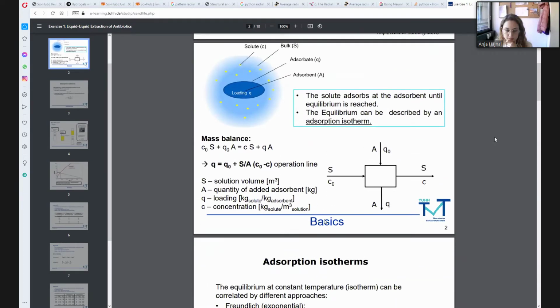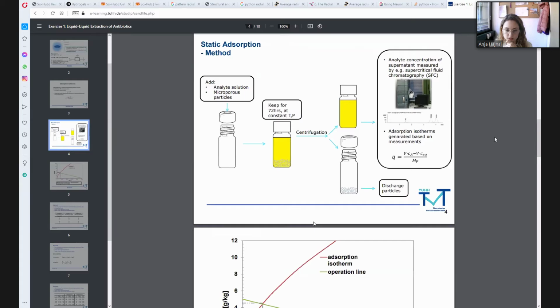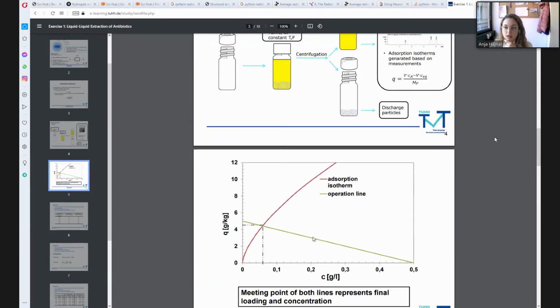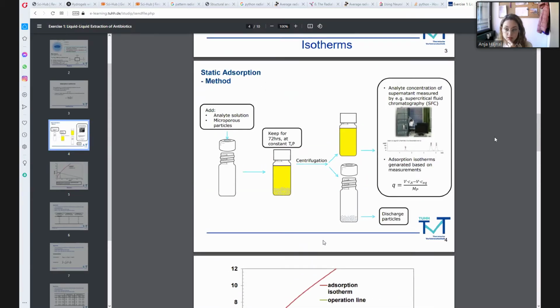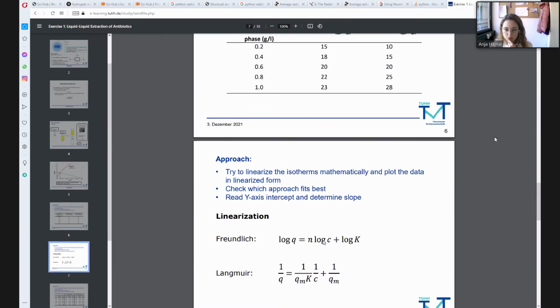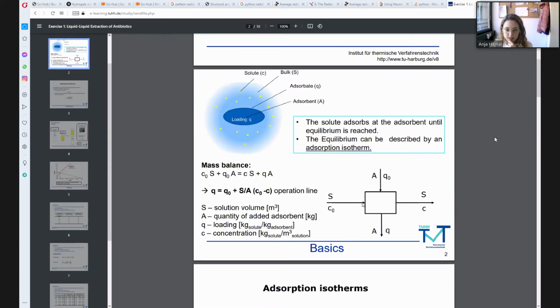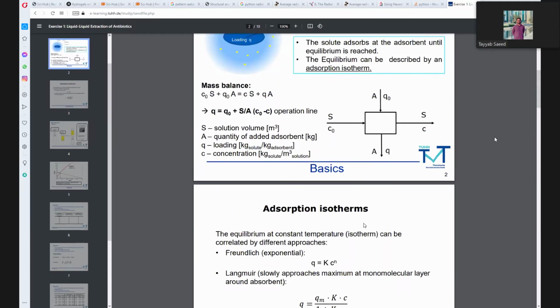Yes, but this Q is a different type. The operating line is not giving you the equilibrium values. The operating line is based on the mass balance and on what you have. So when you have an apparatus, what you have on your inlets versus what you have on your outlets in both phases. Yes, right? And the quantity of added adsorbent is one thing.